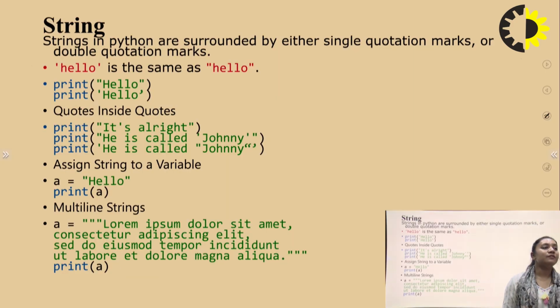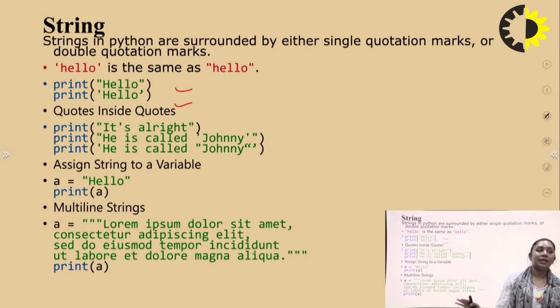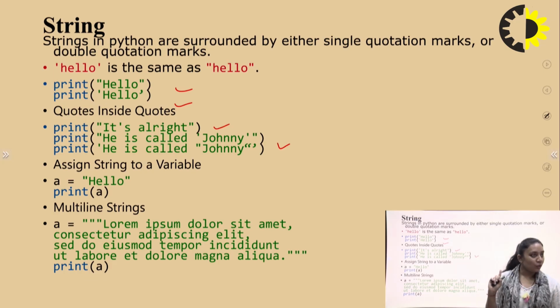Next we have the string. So a string in Python is surrounded by either single quotation or double quotation. So as you can see, hello can be written in single quotation also, in double quotation also, right? The string value can be written inside the quotation or outside of the quotation.